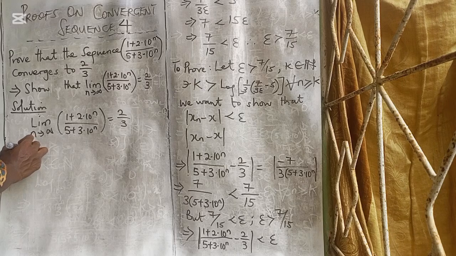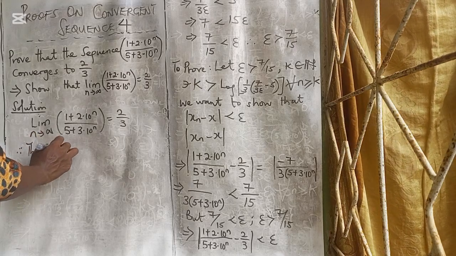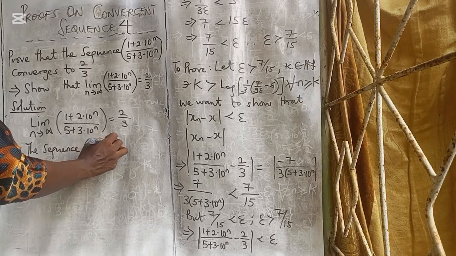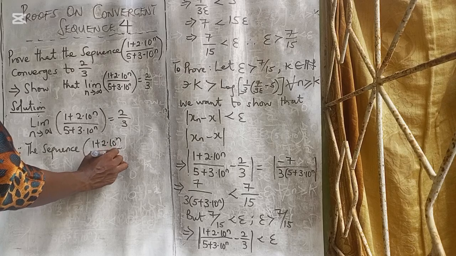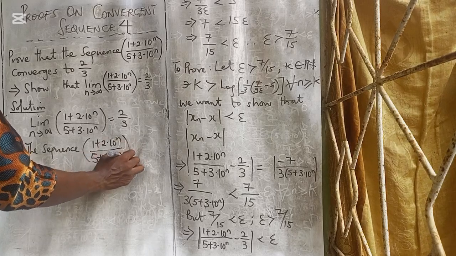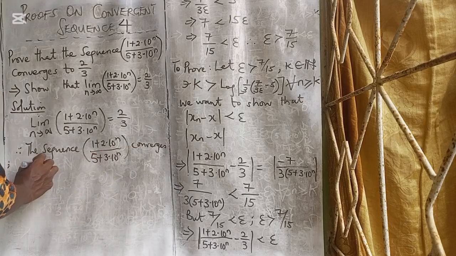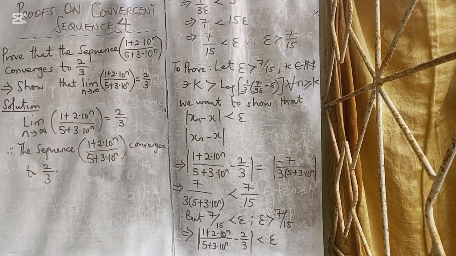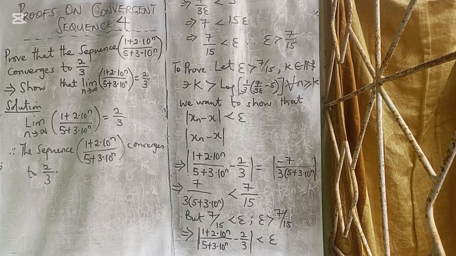That means, therefore, the sequence 1 plus 2 into 10 raised to power n over 5 plus 3 into 10 raised to power n converges to 2 over 3.